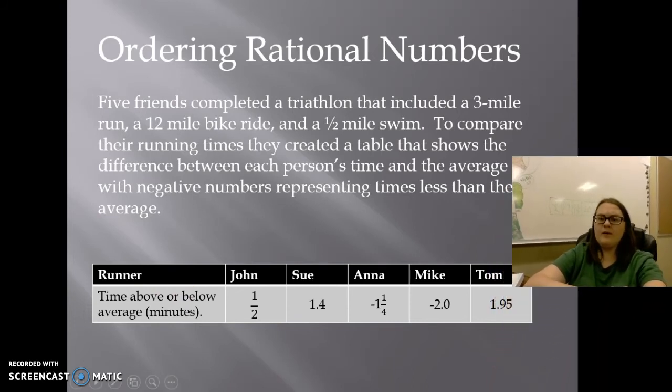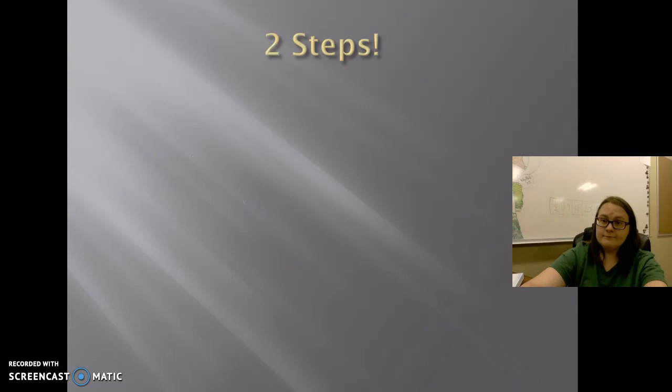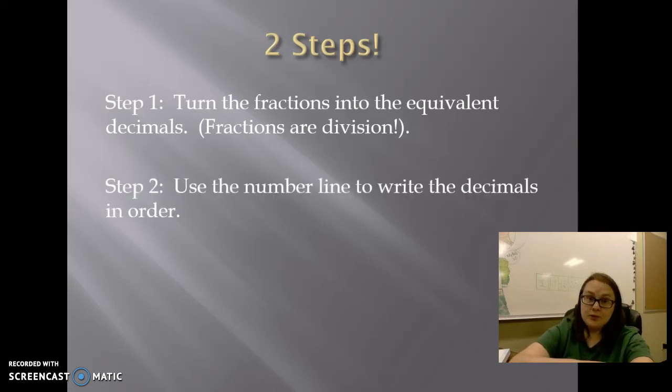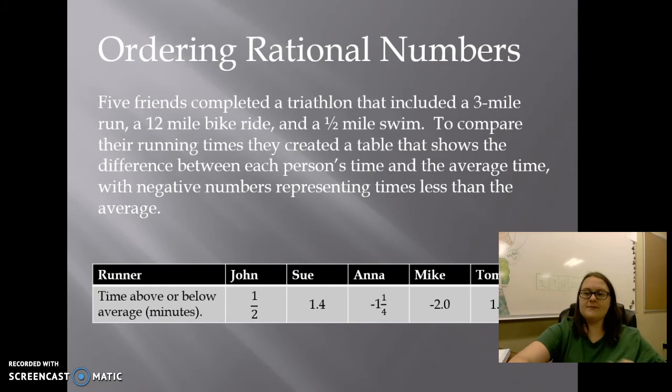So we've got 1/2, 1.4, negative 1 1/4, negative 2, and 1.95. So we need to compare all those numbers and put them in order. There are going to be 2 steps in this. Step 1, we're going to turn the fractions into the equivalent decimals. And fractions are division, so you're going to know how to do those problems. Step 2, we're going to use a number line to write all the decimals in order. That's pretty simple, right? Let's get started on this problem.